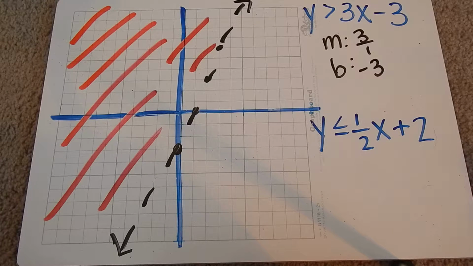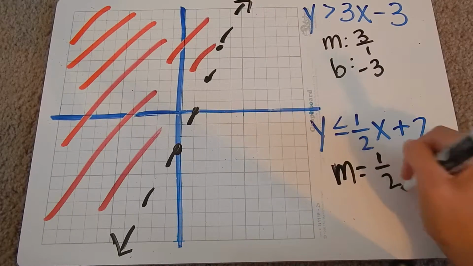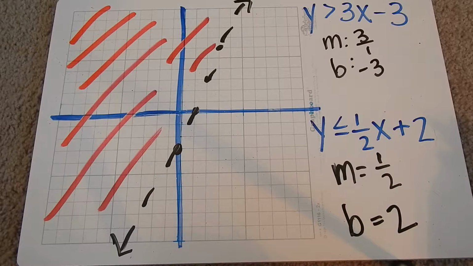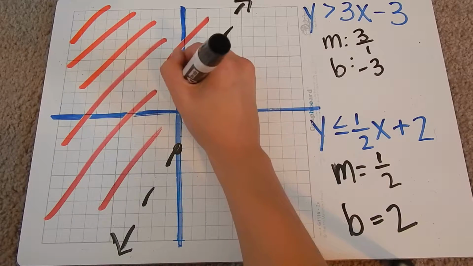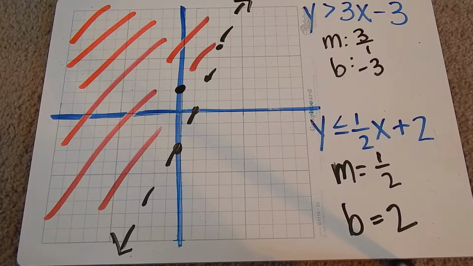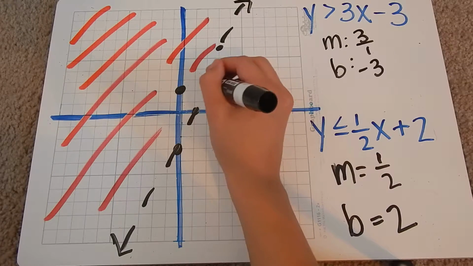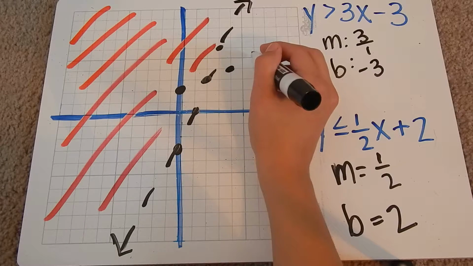Now let's move on to our next inequality. So this one here, y is less than or equal to 1/2 x plus 2. My slope there is 1/2. My b is 2. My y-intercept is 2. So we always start with our b, positive 2 on our y-axis. Then my m tells me what to do after that. So my rise is going to be 1, and my run is 2. Up 1 over 2.